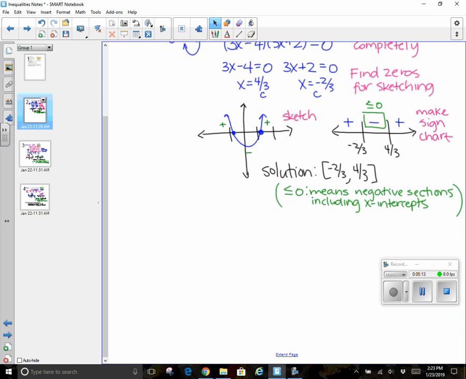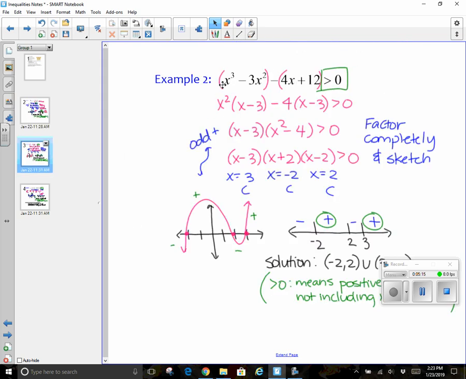Let's go to the next example. Okay, so this is already set to 0, so we can just go ahead and work on getting it factored so that we can sketch it. There's 4 terms, so that's going to be factored by grouping.